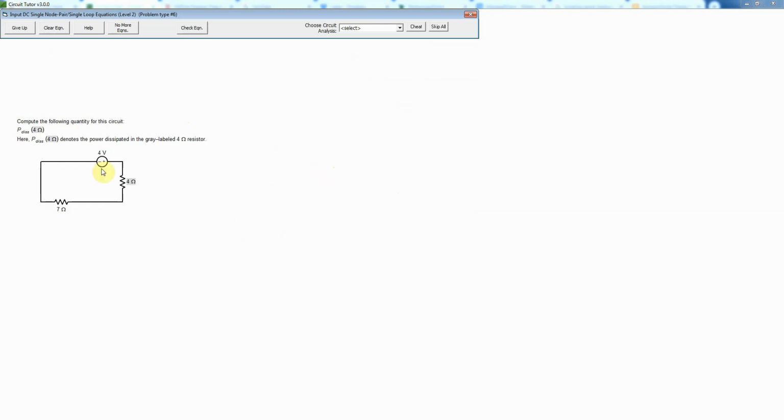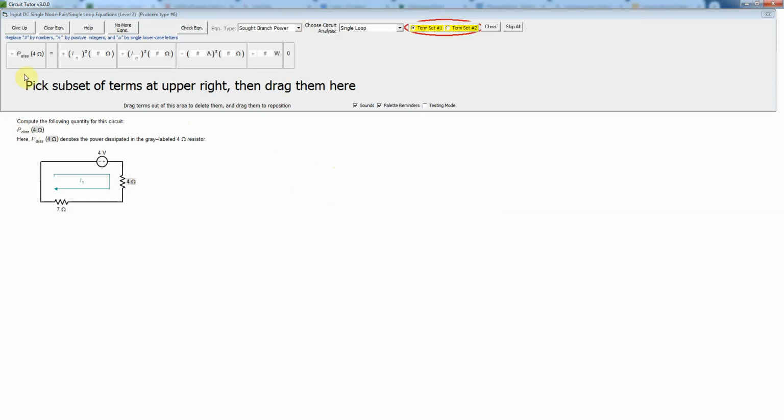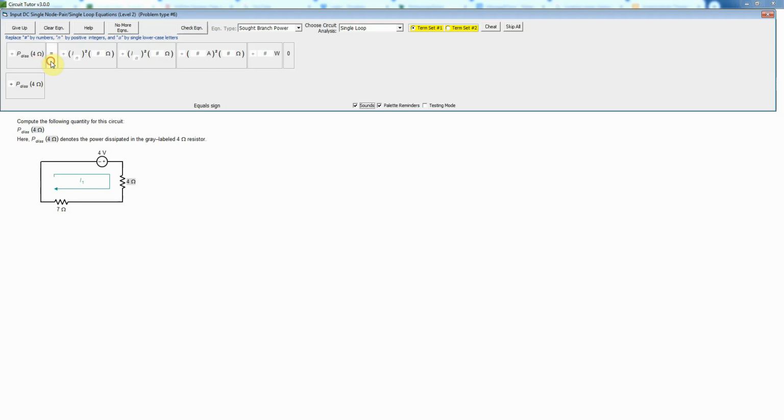Okay, problem type 6. Now this is once again a single loop circuit, so I have to pick that type of analysis. And now I want the power dissipated in the 4 ohm resistor, so I pick a solid branch power. And it once again reminds me of those 2 palettes of terms I might need. So that would be equal to this.